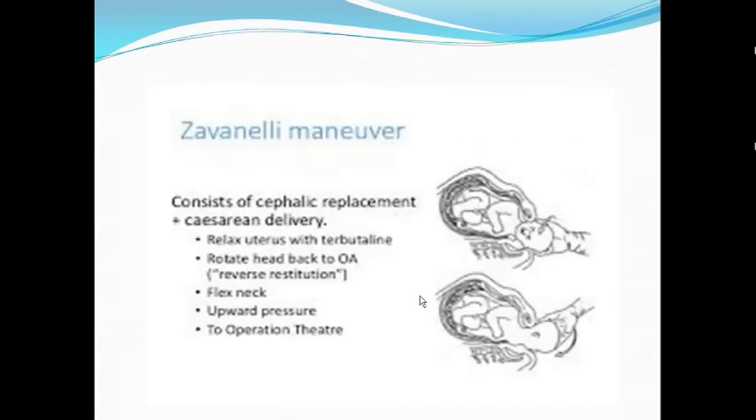And last is the Zavanelli maneuver. What happens in the Zavanelli maneuver: when you are not able to do any maneuver and the baby will not deliver, you push the head back inside. This consists of cephalic replacement. Before doing the cesarean delivery, you have to do the Zavanelli maneuver. In that, relax the uterus with terbutaline, rotate the head back to occipital anterior by reverse restitution, flex the neck, apply upward pressure and push the head inside as much as you can, and shift the patient for the cesarean section.